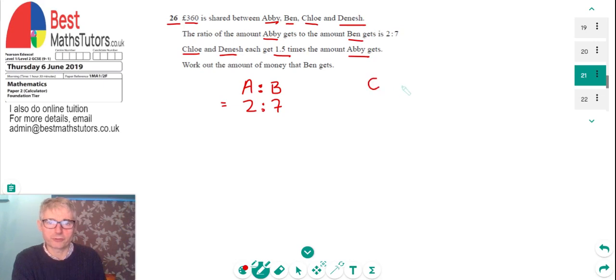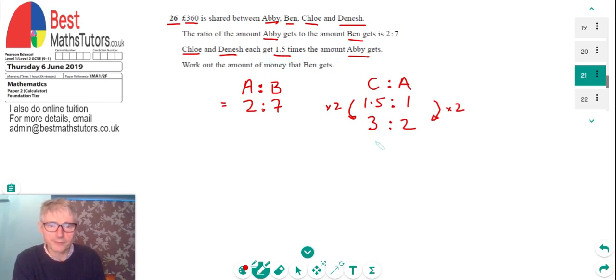So we could write those as ratios as well. If we looked at the ratio of Chloe and Abby, since Chloe gets 1.5 for every 1 that Abby gets, that's 1.5 to 1. But we don't really like it like that because we don't want a decimal. Well, that's okay because we can change a ratio by multiplying both sides of the ratio by the same number. So if I times that by 2 and I times that by 2, that'll give me a ratio of now 3 to 2.